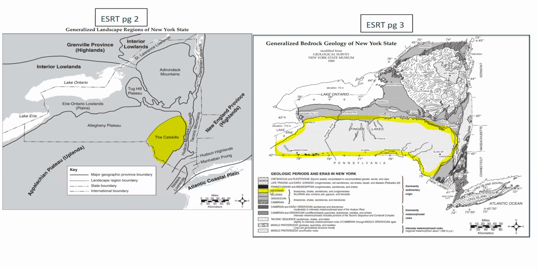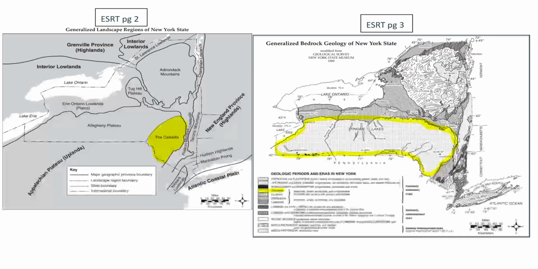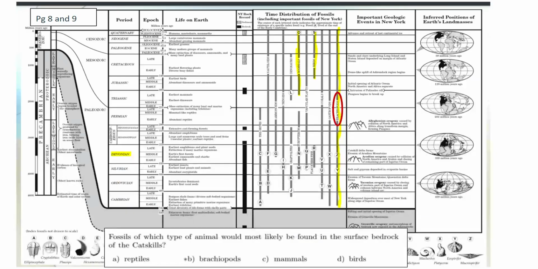And now that I know what time period it's from, I can figure out which of these organisms lived or existed around that time period. That could tell me which fossils of which animal are likely found in that bedrock. So to figure out which fossil it's going to be, I should go to page 8 and 9 and find the Devonian time period and see which fossils existed around that time period. So if you go to page 8 and 9, here's the Devonian time period.